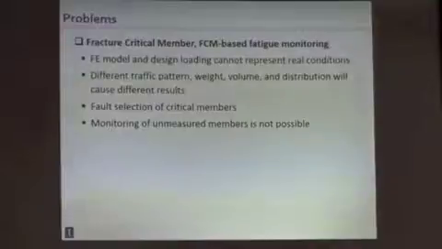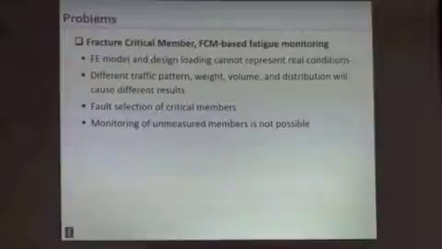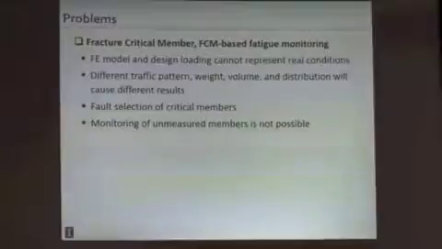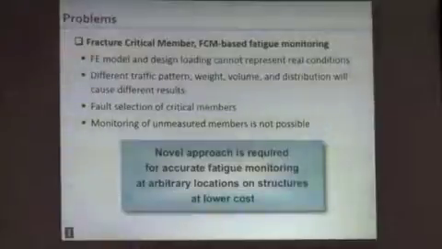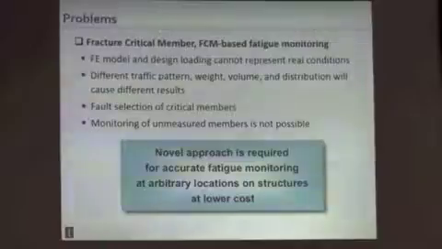Fracture critical members, the typical way we'll use a finite element model, design loadings, but they can't represent the real condition. They can't represent the traffic patterns. They can't represent fault selection of critical members or monitoring of unmeasured members. So there's all sorts of challenges in doing fatigue monitoring of structures. So in this project, we developed a novel approach. It was based on some work.